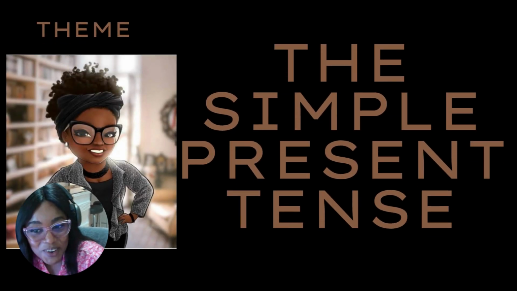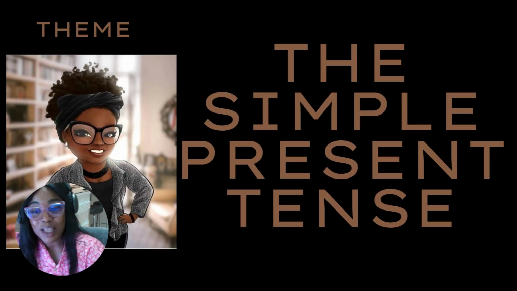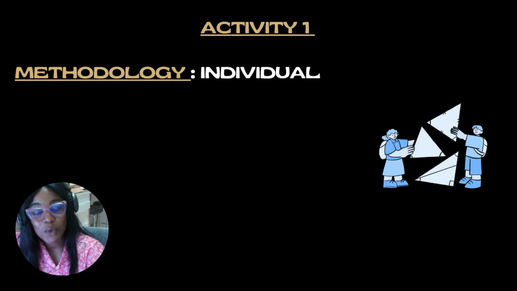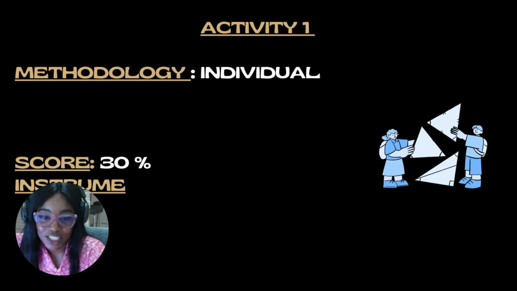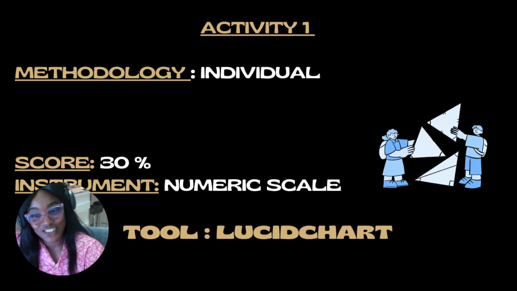As we mentioned before, our class will be about the simple present tense. This video is for teachers and students, so you can know how to use those classifications and apply them to class no matter what subject you're teaching. All right, so for our first activity, we're going to use our first classification. The link that we're going to be using is Lucid Chart.